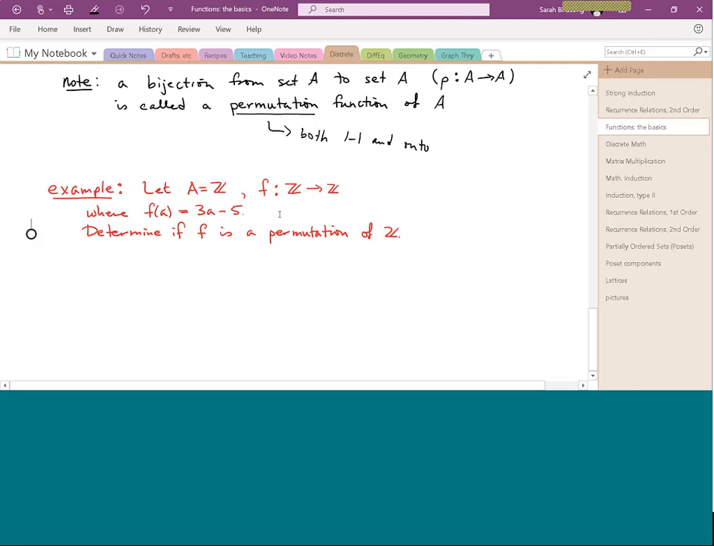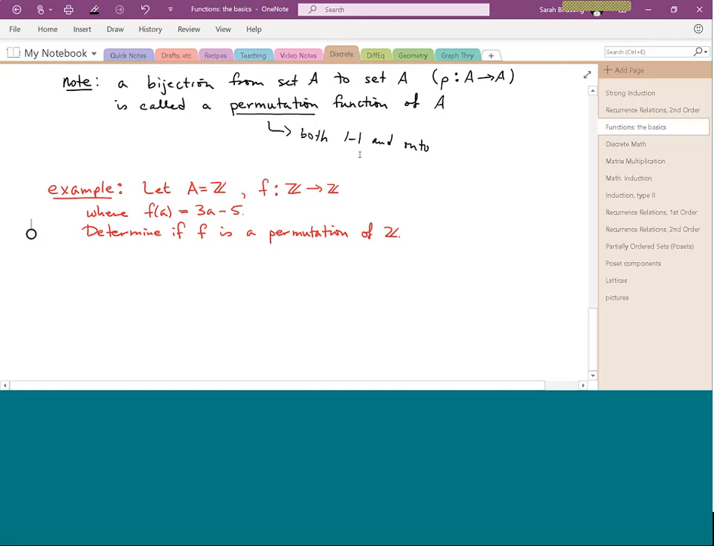We're not asked to verify that this is a function. We're just told it is a function. Please note, if you have a formula, and your formula isn't some weird piecewise function doing craziness, you're pretty much guaranteed that it's going to meet the criteria of being a function. Okay? Now what we want to determine is if this function is a permutation function, or a permutation of Z. And the thing that we would need to do is check to see if this function is one-to-one and onto.